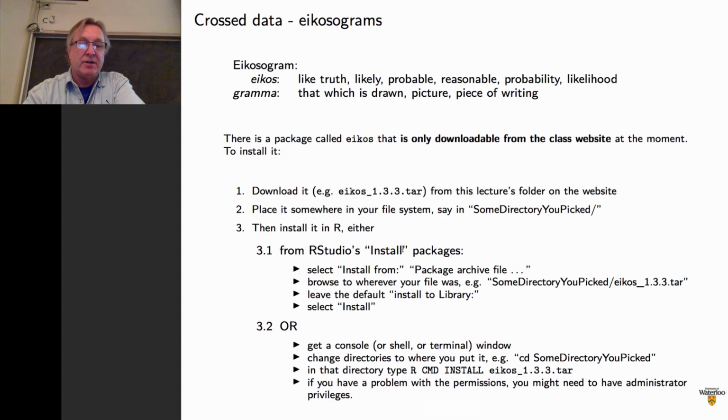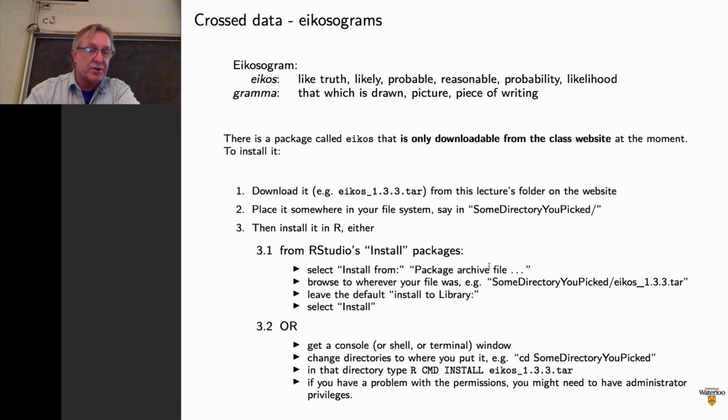You can install that package in R from the menu system. It's install packages from a package archive file that you're picking up, and then just browse to wherever it is and hit install. Or if you've got a Macintosh or some sort of console where you can run commands, just change directories to wherever it is, and do R command install for the package. I also believe that what will be on the website will have a .gz. I think I gzipped it too.